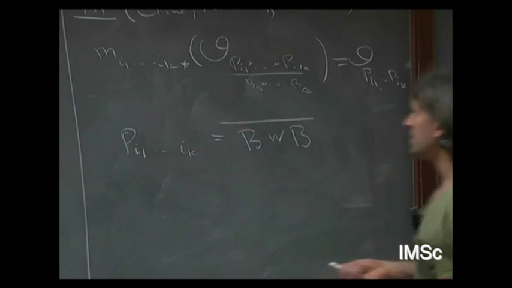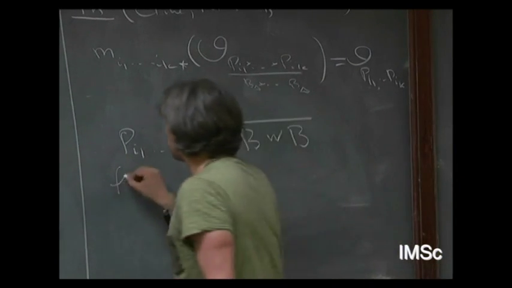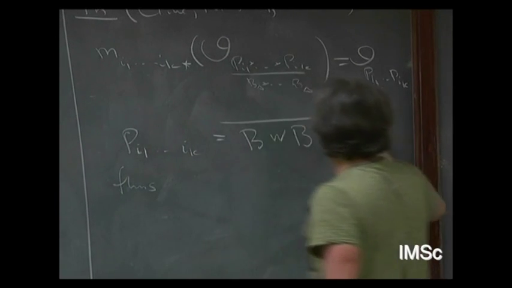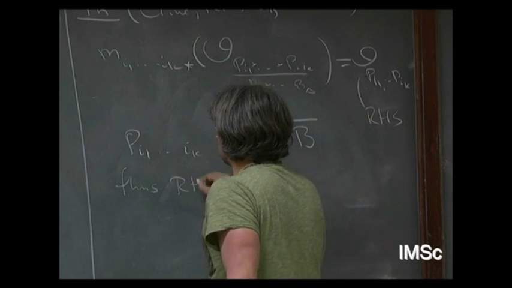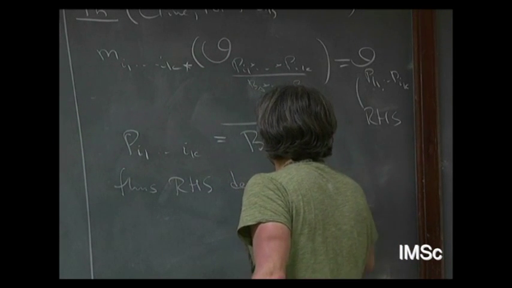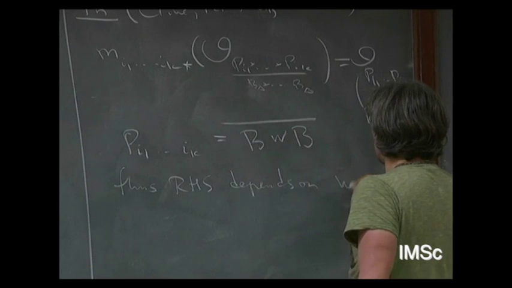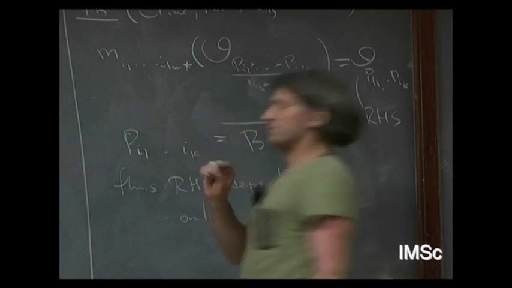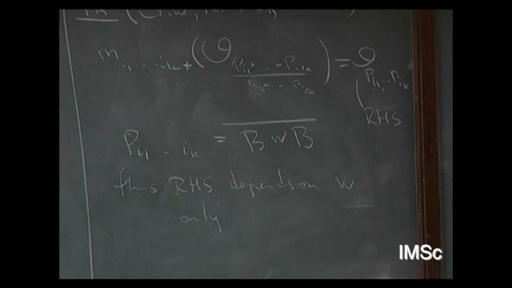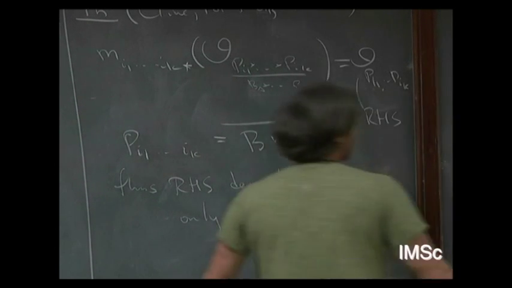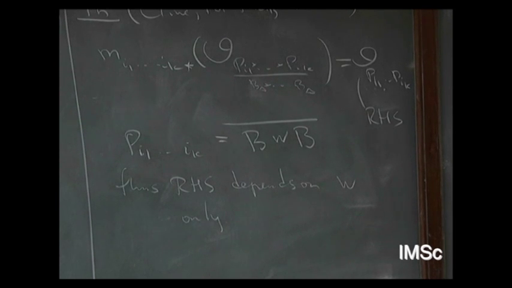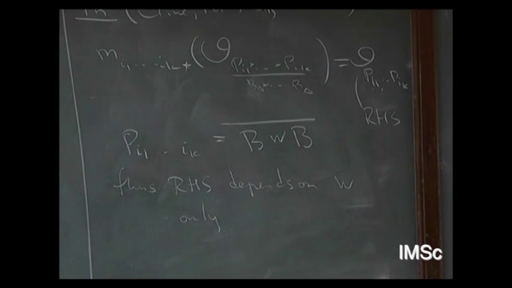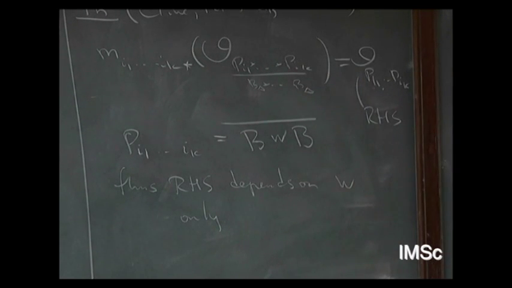Yeah. So thus, the right-hand side depends on w only, not on the reduced expression. Huh? Yes, the varieties will be different, and it's not about just some sheaves, it's about structure sheaves.